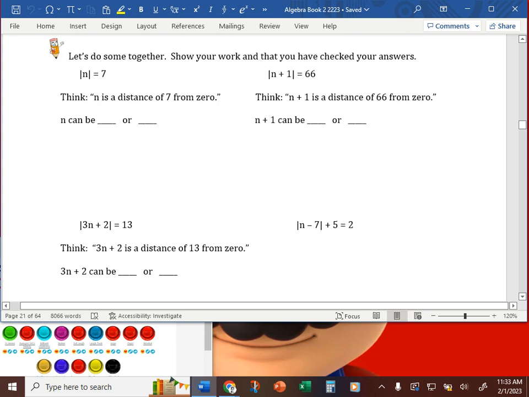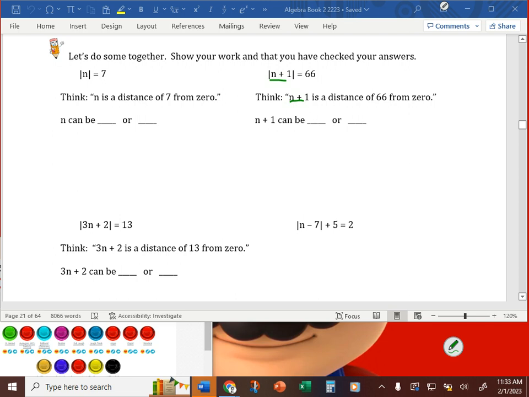We solved the first three together. You should all have these notes here, but let's walk through it quickly, because we're going to be using this train of thought more today. If we start with the absolute value of n plus 1 is 66, in our minds we think about what that means. It means that this expression, n plus 1, is a distance of 66 from 0. So what two numbers are a distance of 66 from 0? Caleb: 66 and negative 66. Which means that n plus 1 could be 66, or it could be negative 66.